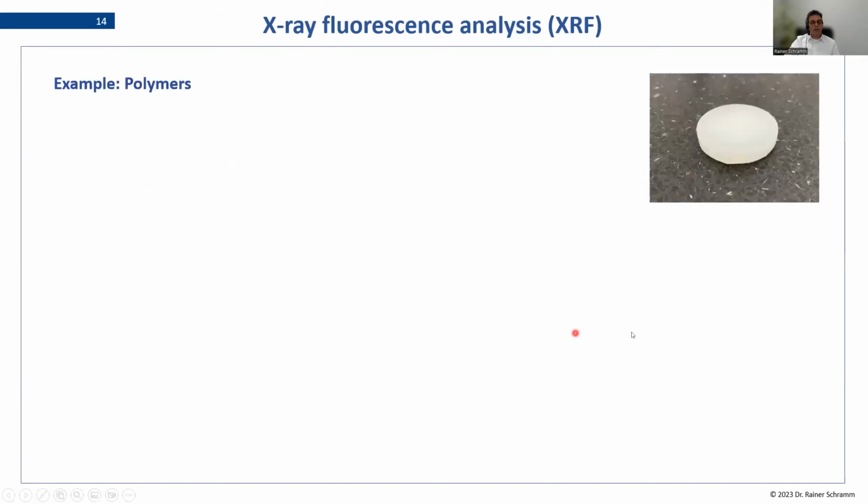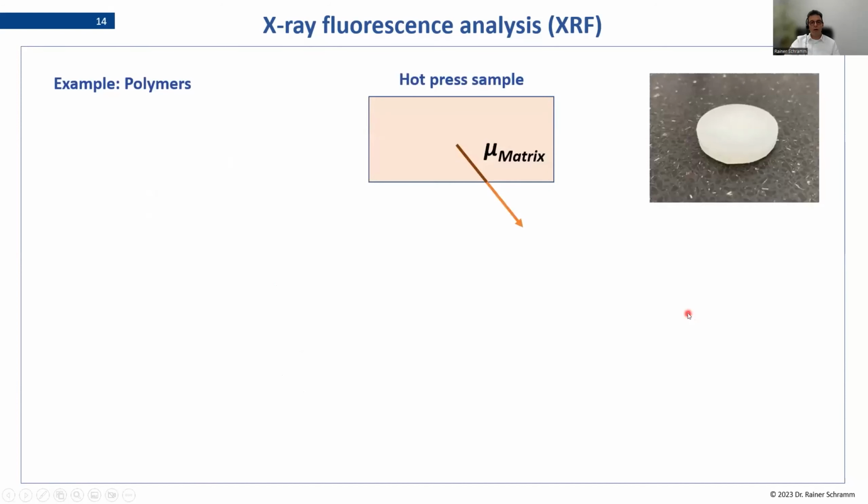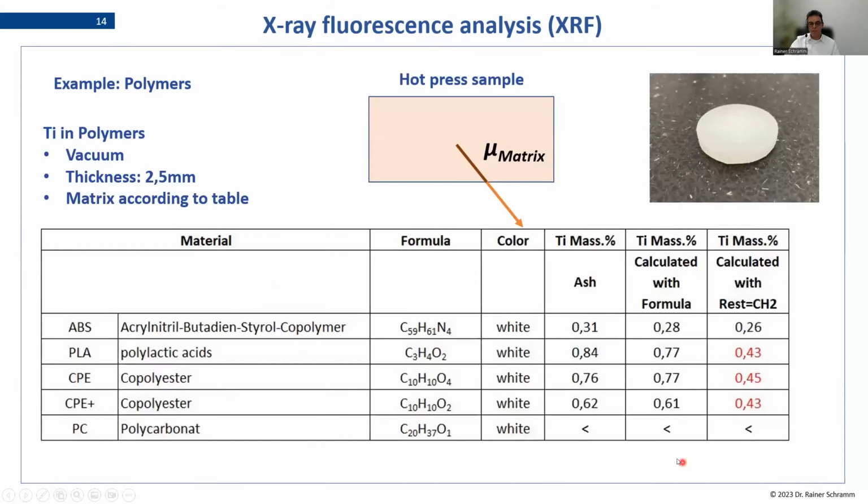Okay, next example is again a polymer, but now I use 3D printed samples. I had here the different filaments, all white, and I made pellets. The white color comes from titanium. So I made here an ash and a fuse bead to find out how much titanium is in these filaments. And now I analyze my pellets in the standardless software.